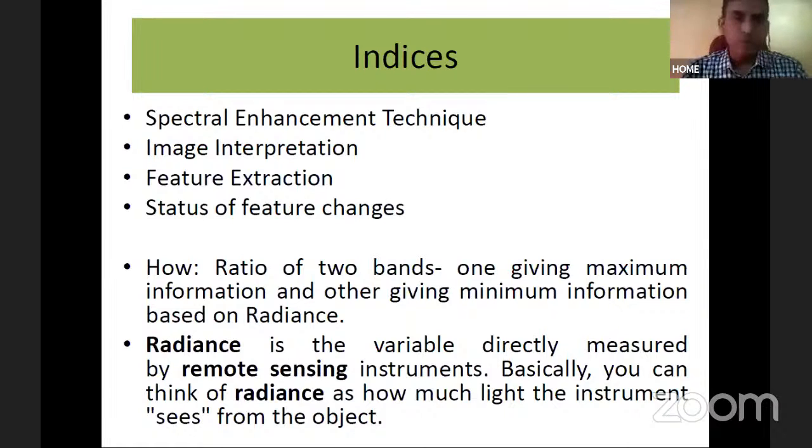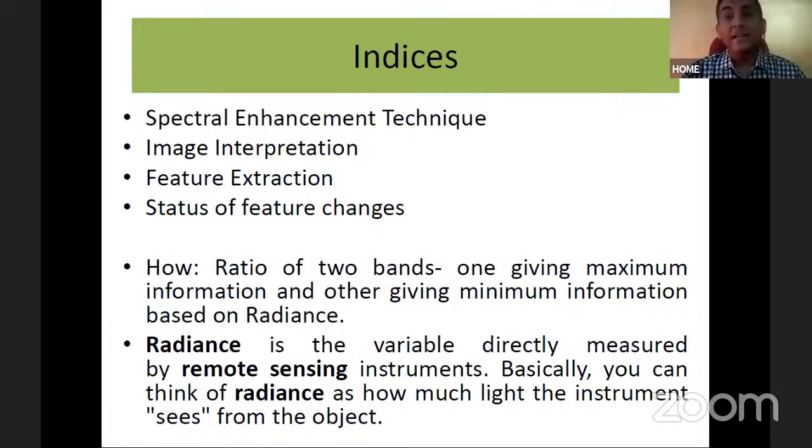ठीक है. So one thing I'm repeating again, indices is basically used for enhancing a specific feature. It's an enhancement technique which will result in better and improved image interpretation followed by extraction. अगर हमें कोई specific water body को बिल्कुल extract करना है with the boundaries, so we will be able to extract that specific water boundary. ठीक है. And ultimate objective है कोई भी चीज का error reduction. So it will be a reduction of error.